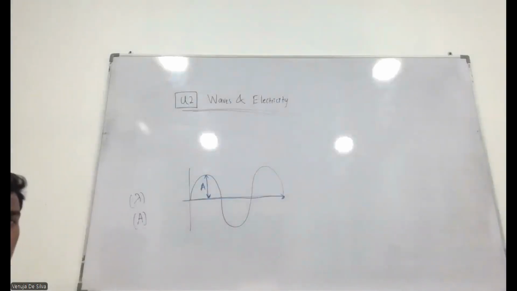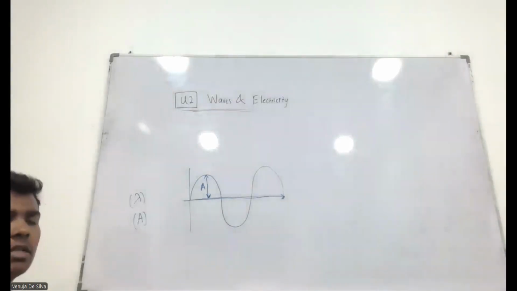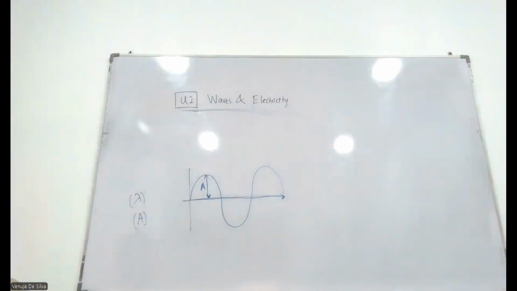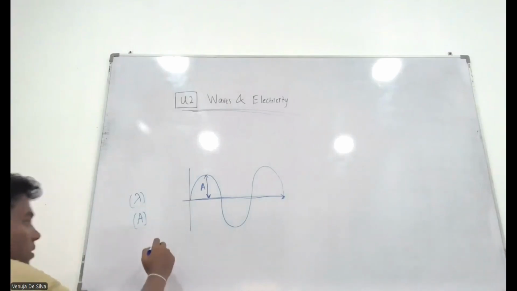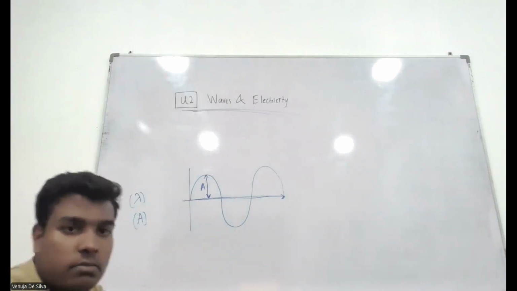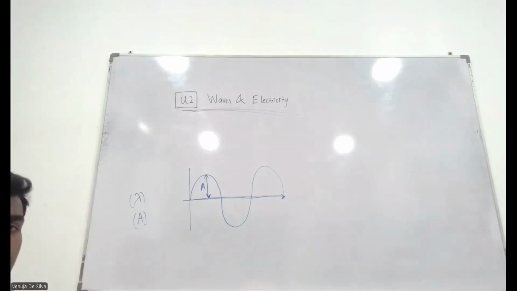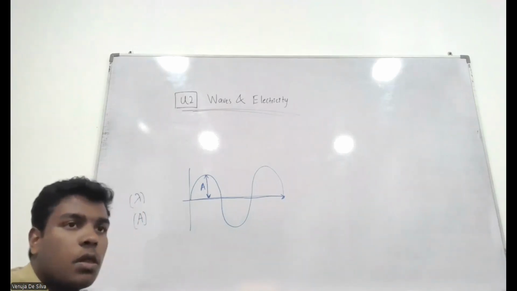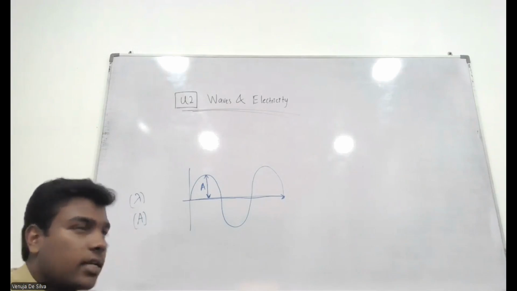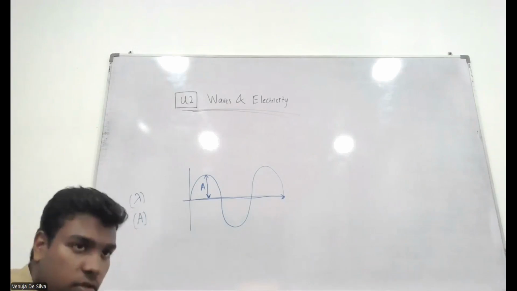Next, what we have got is the time period. Write down period, capital T. What is this time period? Time taken for one oscillation. Yeah, correct. Time taken for one oscillation. So write that down.